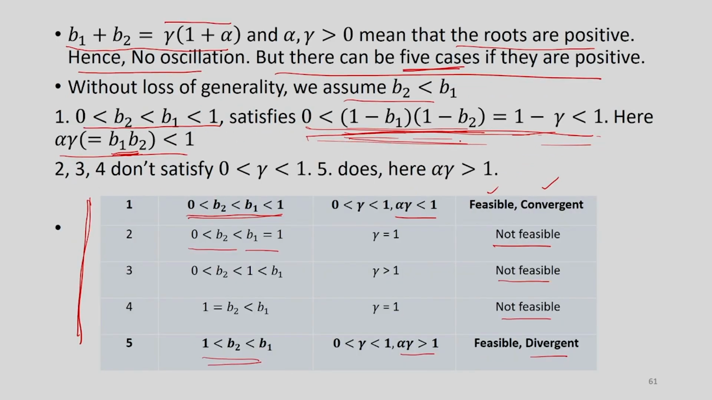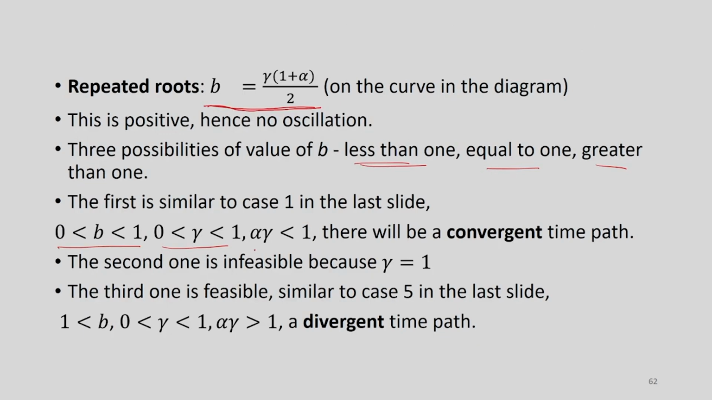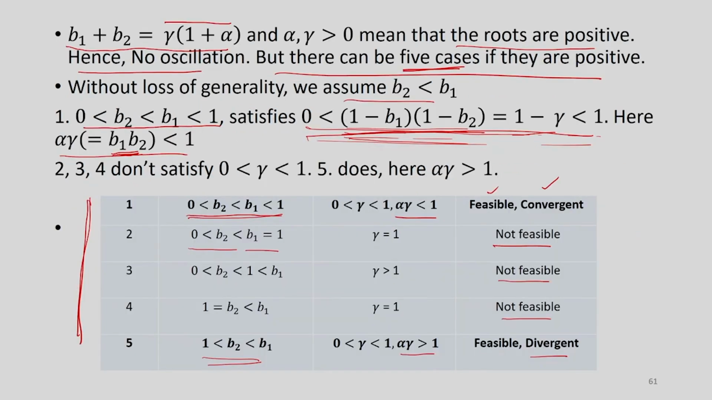So, here this is the case 1 minus b multiplied by 1 minus b, and since b is less than 1 and greater than 0, 1 minus b whole square will also be greater than 0 and less than 1, and in this case the product of the roots will be less than 1. So, this is the case of convergence because b is less than 1. The second case will be infeasible because in that case gamma will turn out to be 1, which is not possible. The third case is, however, feasible, and this is similar to case 5 in the last slide. Here b is greater than 1.